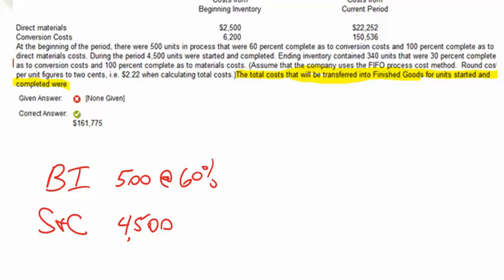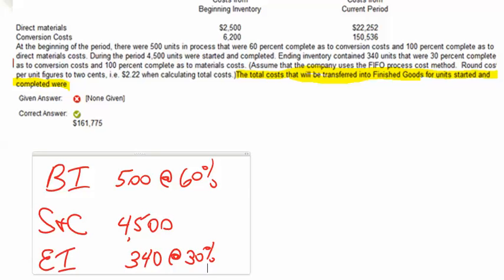And at the ending inventory, we have 340 units, which are 30% complete. Okay, so we have some basic information. Now we can figure out what our equivalent units are.